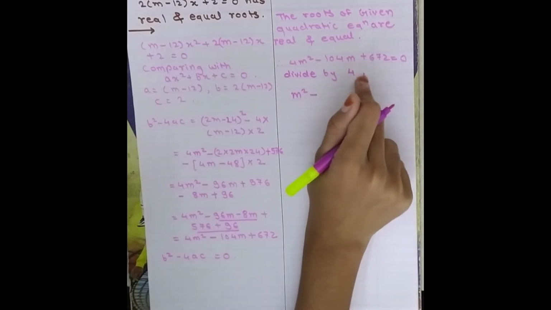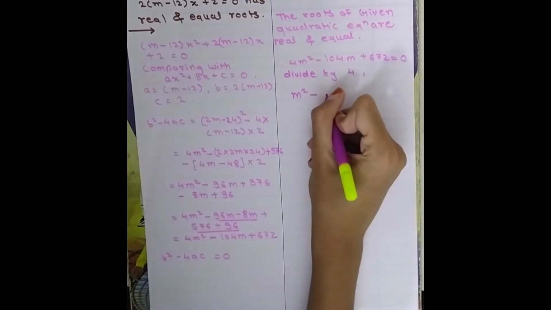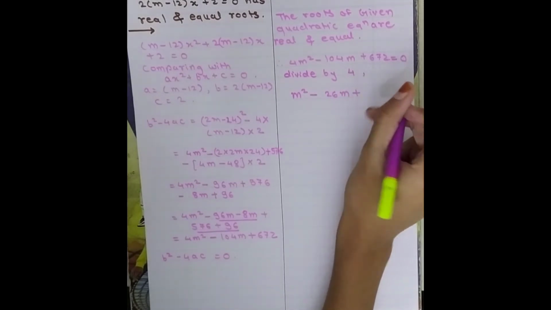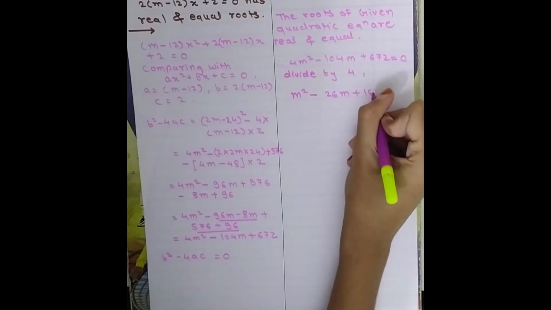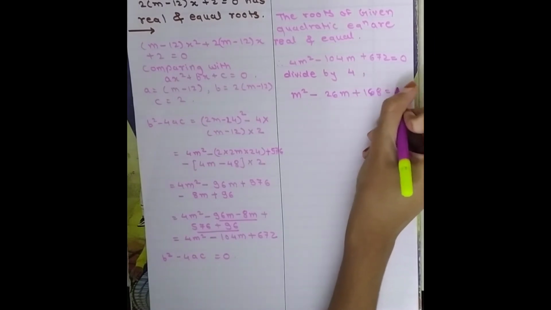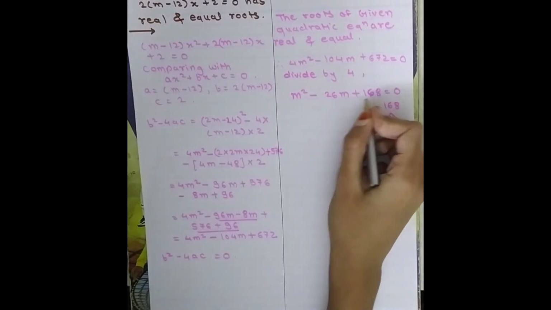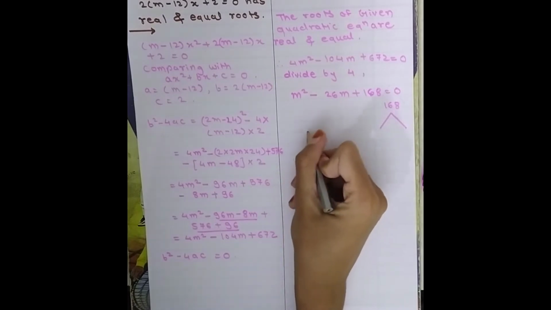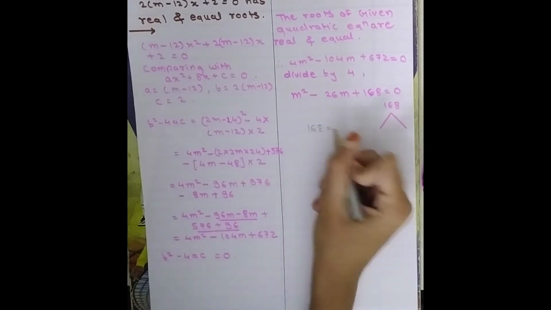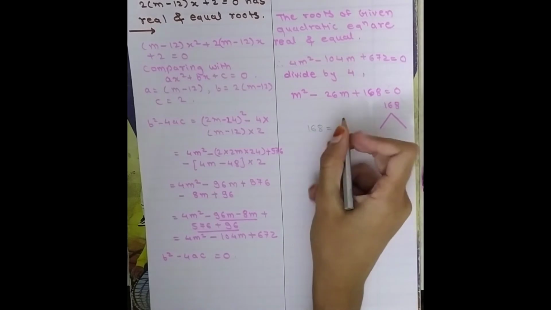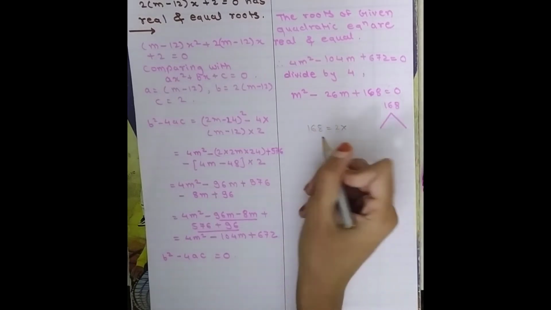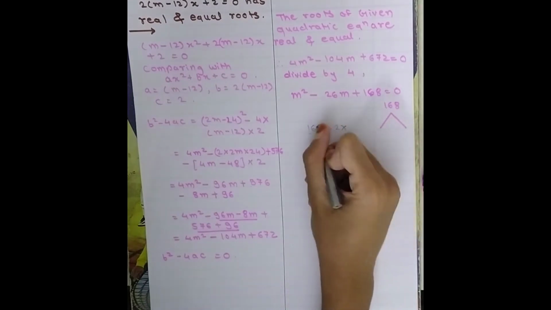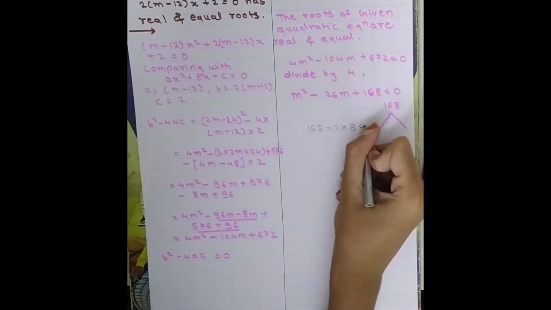104m upon 4 is 26m, plus 672 upon 4 is 168, is equal to 0. Now here the addition is minus 26 and the multiplication is 168. So we factorize this 168. It can be divided by 2, so 2 multiplied by 2 eights are 16 and 2 fours are 8.